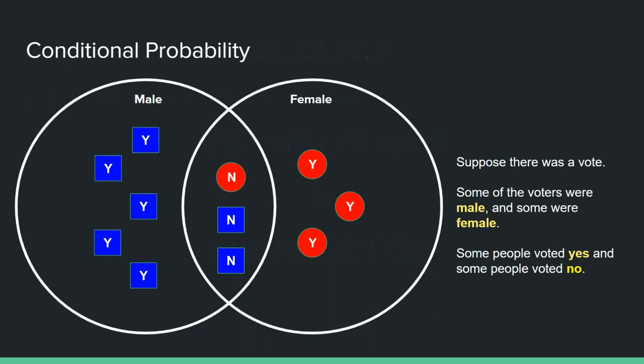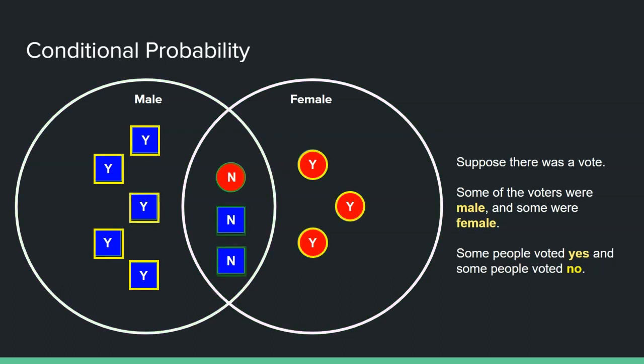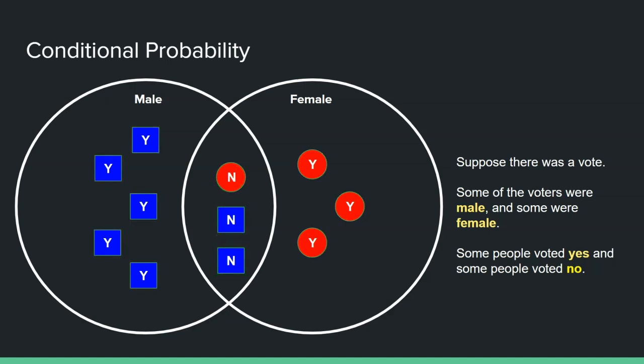Now let's look at conditional probability. Suppose there was an election. Some of the voters were male and some were female. Some people voted yes and some people voted no. We also assume that being male or female has nothing to do with how someone voted. That is, they are independent events.